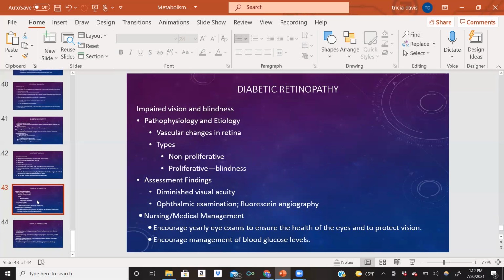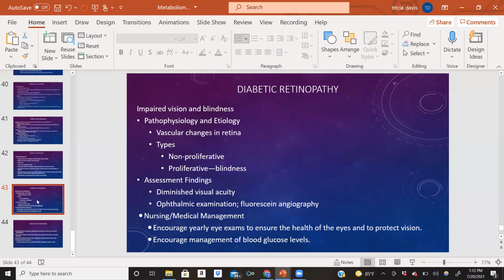Assessment findings for these patients: they are going to report diminished visual acuity. We are going to probably send them for an ophthalmology exam to see what type of changes have occurred since their last visit, or it could be a first visit if they've never had one before. We could do a fluorescein angiography, which gives us a picture of the retina.